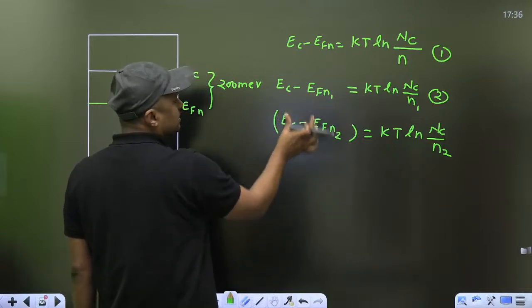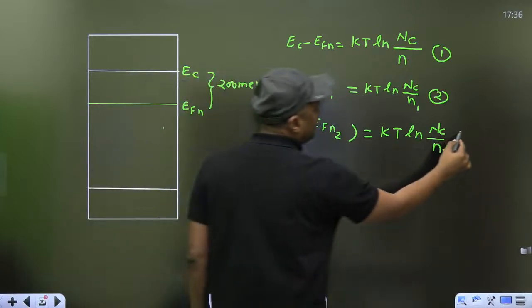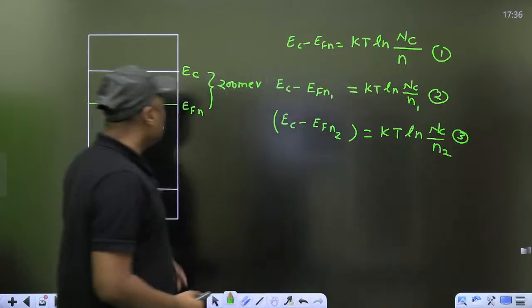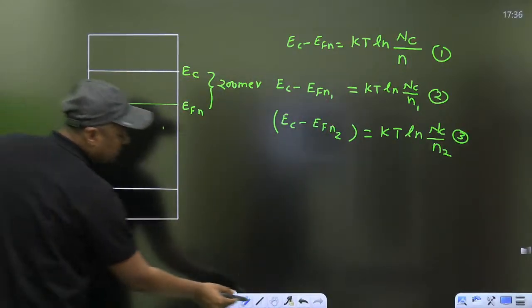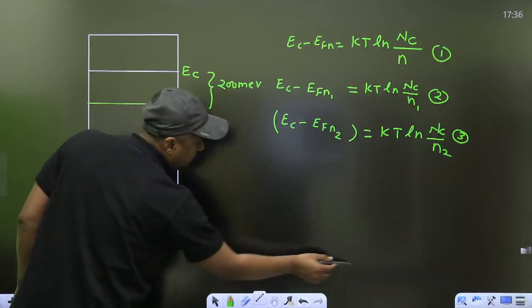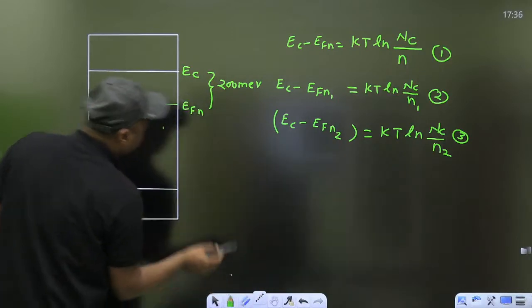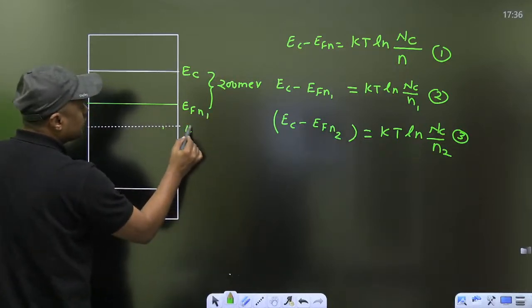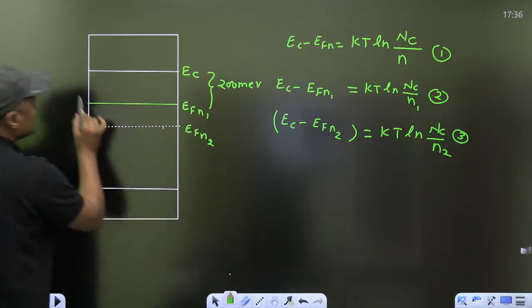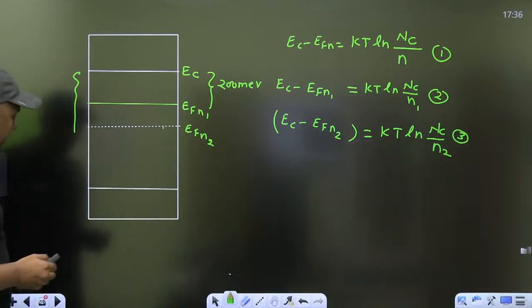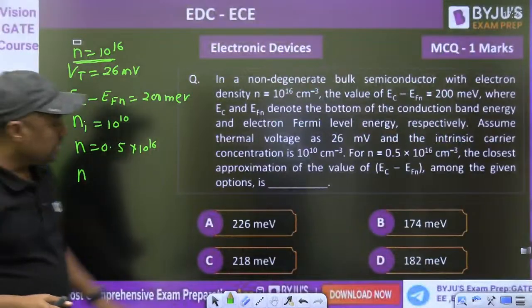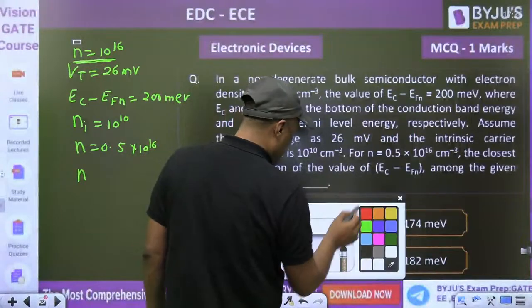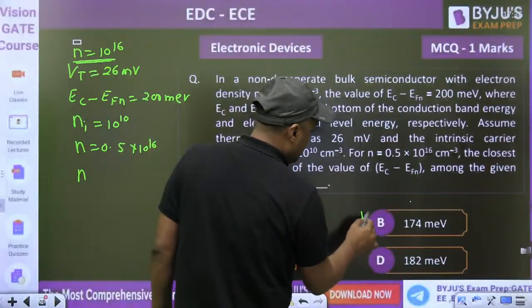EFN1, this is the gap, this is the second case. Now what we can do, because when we are decreasing the concentration, the gap will increase. Definitely the gap will increase because we are decreasing the concentration. The new Fn is here. This is the 1, this is the 2. This gap will be more than 200. So which answer? It is not possible.